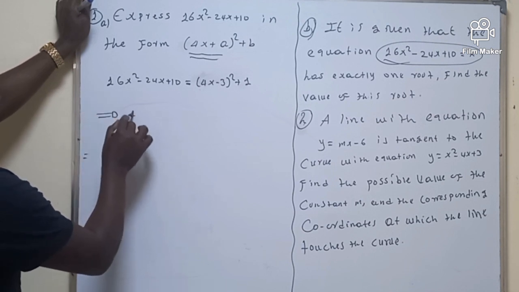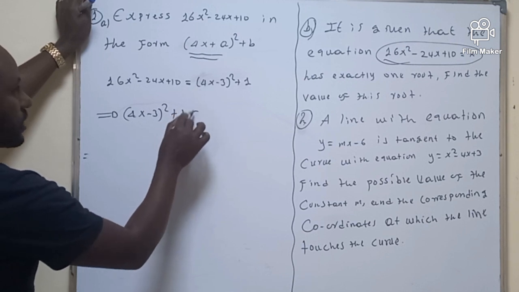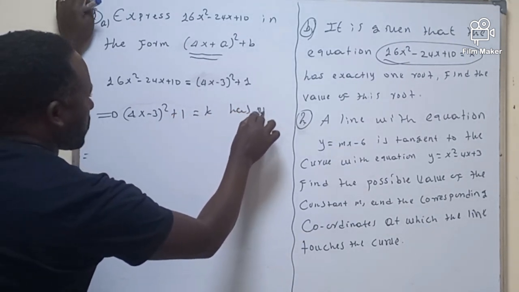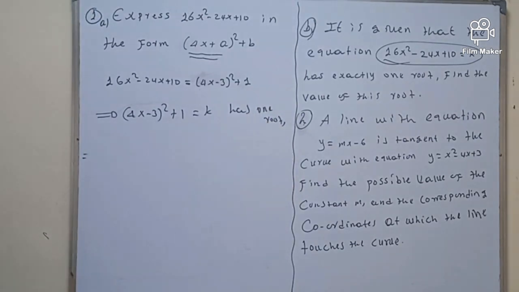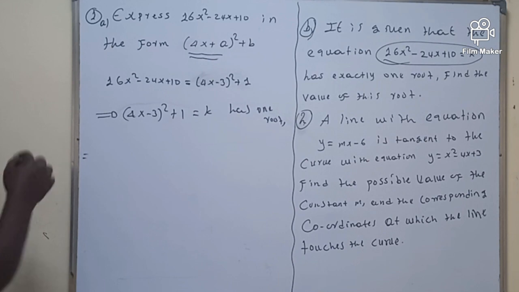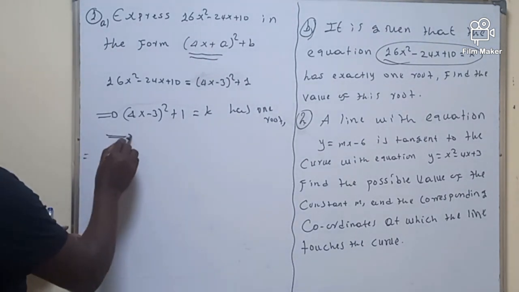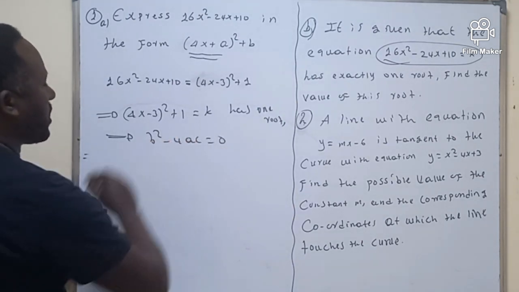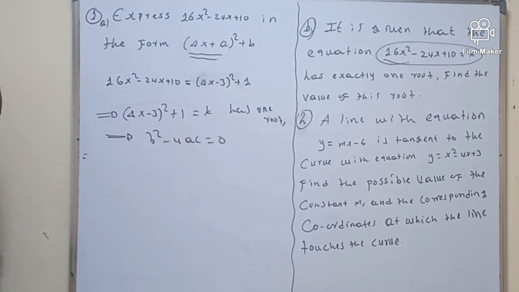This means that (4x minus 3) squared plus 1, which is equal to K, has one root. What does this mean? This problem has one root, so you know that the discriminant b squared minus 4ac should be 0, because the problem has exactly one root.